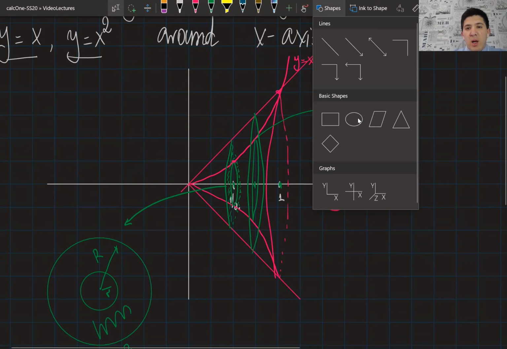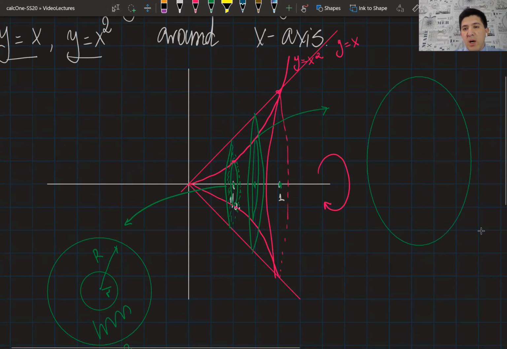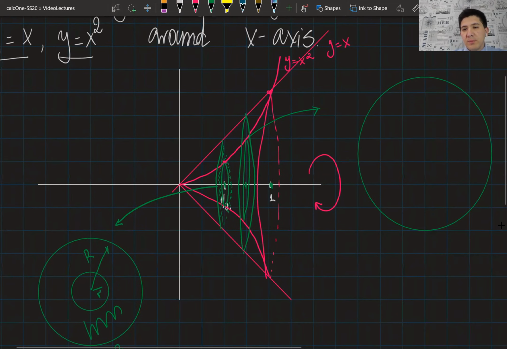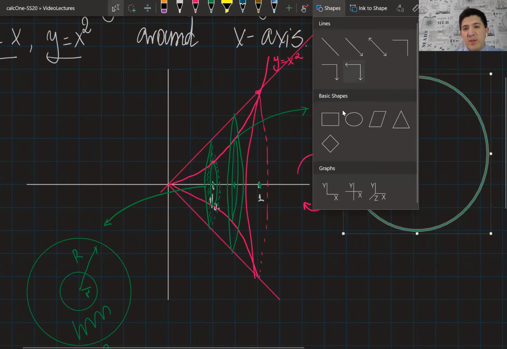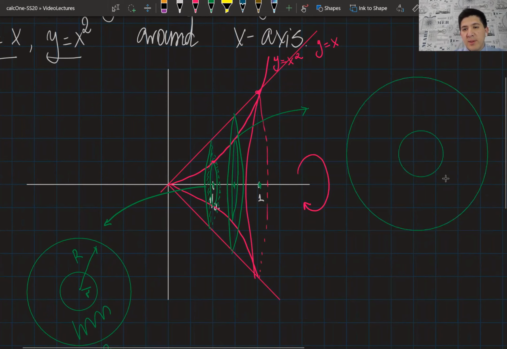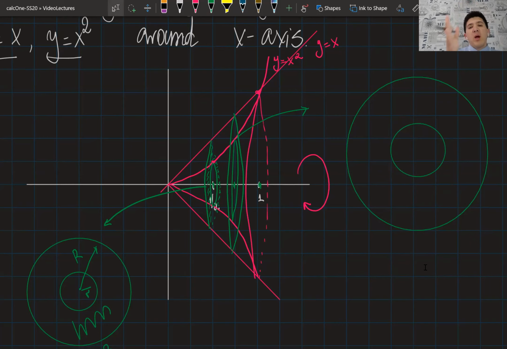So it's going to be a big outer circle and a very small inner circle inside, like this. And so you see, depending on where we are making the slice, we are going to get different kinds of objects, different donuts.